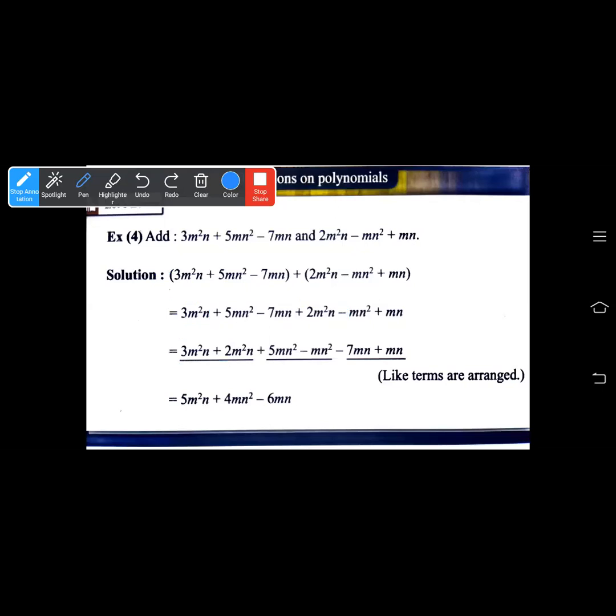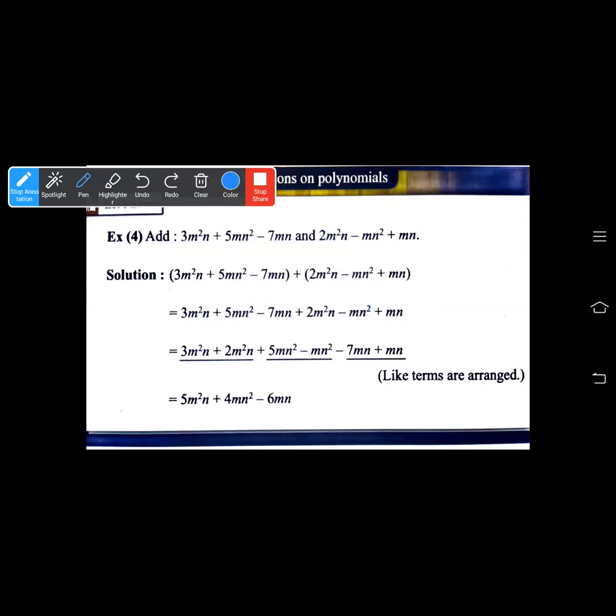Next one is 5mn square minus mn square. So it is written together, and the sign should be written along with that. The next one is minus 7mn, plus mn. It is written together.